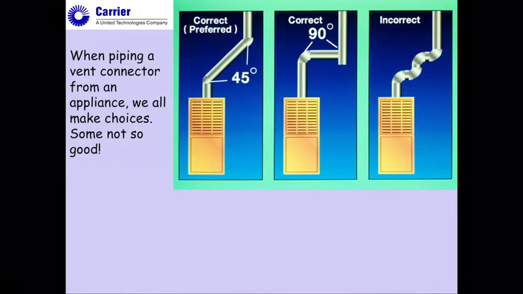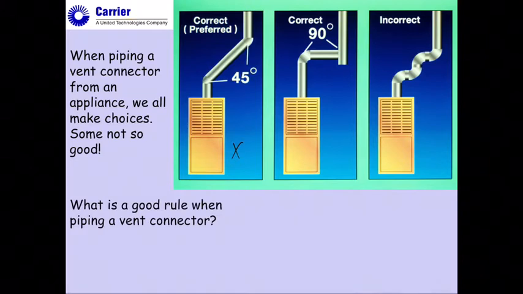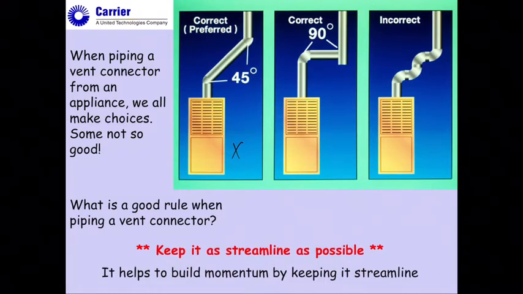All right, the vent connectors. When you're piping a vent connector, there are a lot of choices. Not everybody makes good choices when it comes to those. Now, when we look at these 3 images, the first one is really streamlined. It's a good system. They use 45-degree angles. You can use less than a 45, but 45 is preferred. So you're definitely exceeding the 1/4 of a foot.